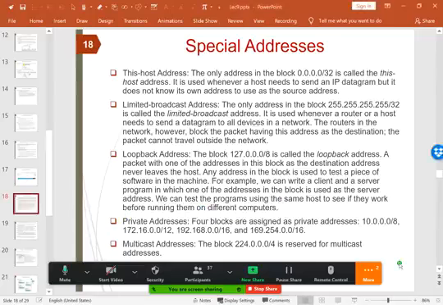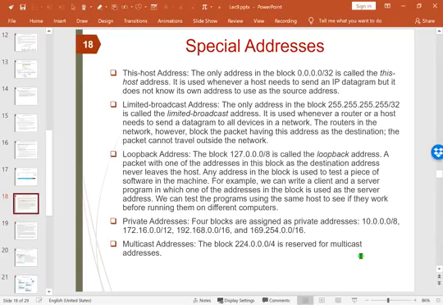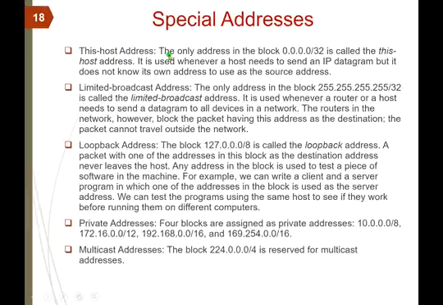We'll talk now about special addresses. We have some IP addresses that are reserved for special purposes. We have this host address. This host address is the only address in the block 0.0.0.0/32. This host address is used when you send a request and you don't know your IP address, so you use this as your IP address. This is called this host address.